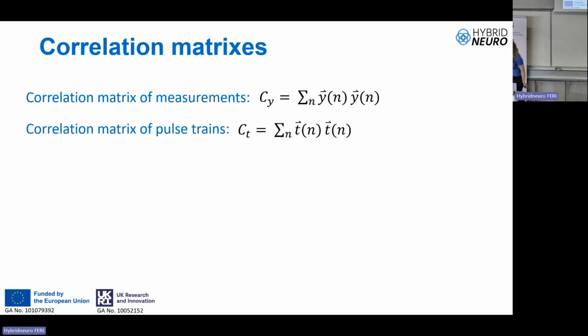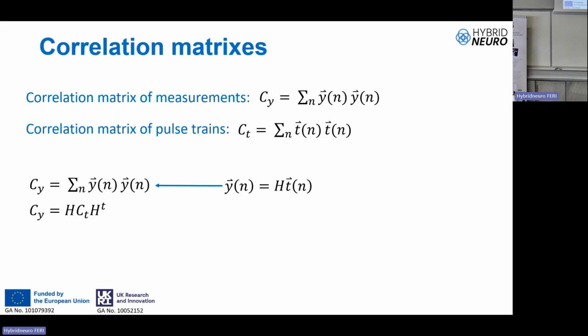And we can now express the correlation matrix of measurements with that basic equation that I showed you before. We can express this correlation matrix Y with matrix H and the correlation matrix of pulse trains. This is important because this exact representation of correlation matrix Y we will later use in the motor unit filter.